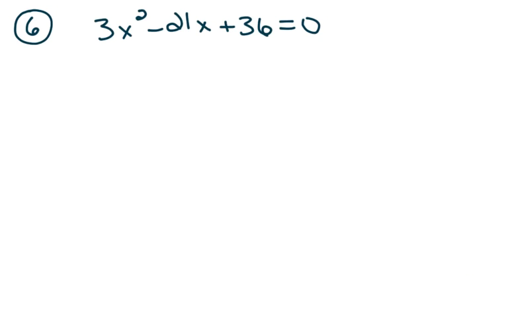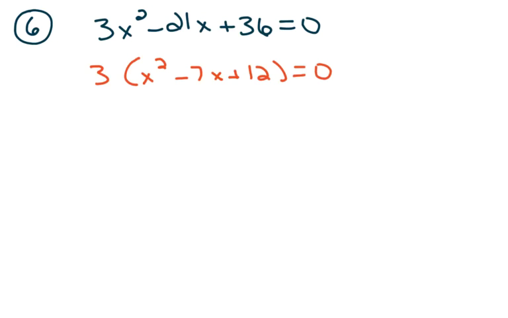Problem number 6 asks you to find the solutions to 3x squared minus 21x plus 36 equals 0 by factoring or graphing. If you graph it, the solutions are where the graph hits the x-axis. That's probably the fastest way to do the problem on a multiple choice test. For factoring, I want you to notice that all three terms have a greatest common factor. They're all divisible by 3. So I'm going to take out a 3.